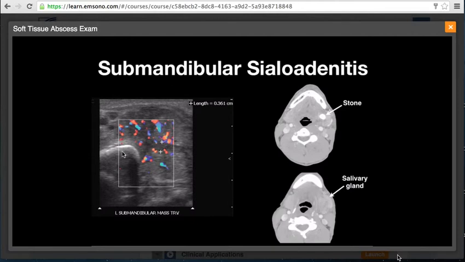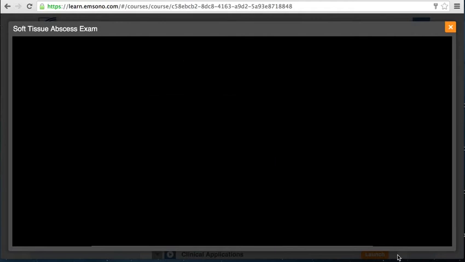This was actually a stone here, and you could see on the CAT scan that was subsequently performed that here was a very large submandibular stone causing inflammation of the gland. So this was not an odontogenic abscess and did not need to be I&D'd. So this concludes the soft tissue abscess exam lecture.